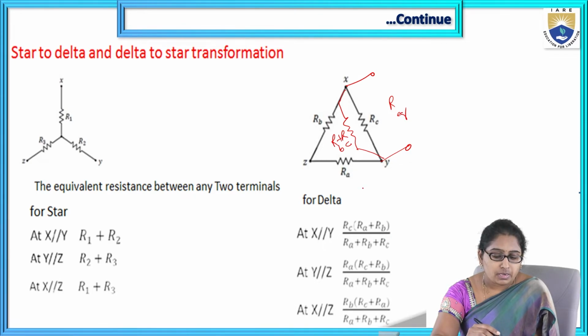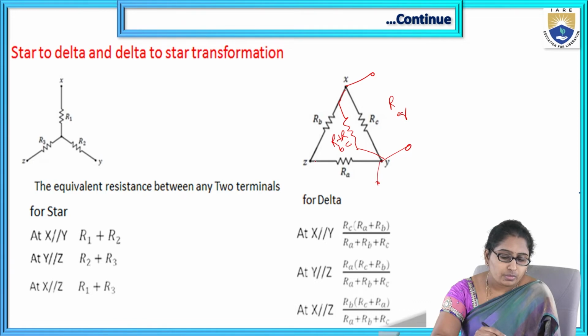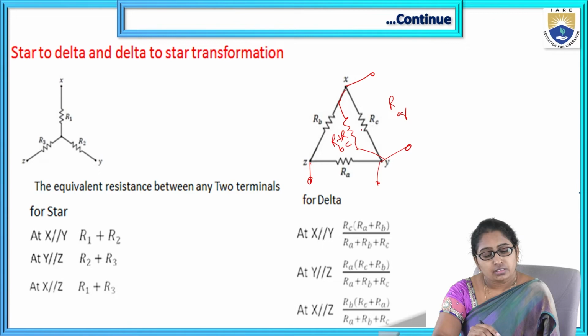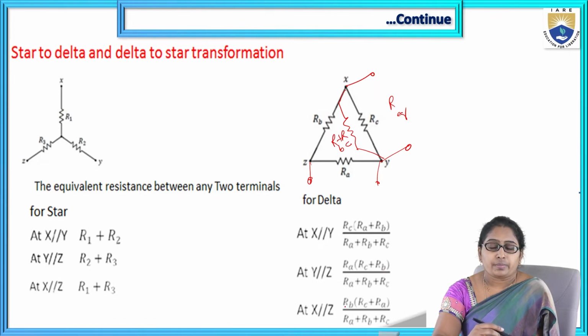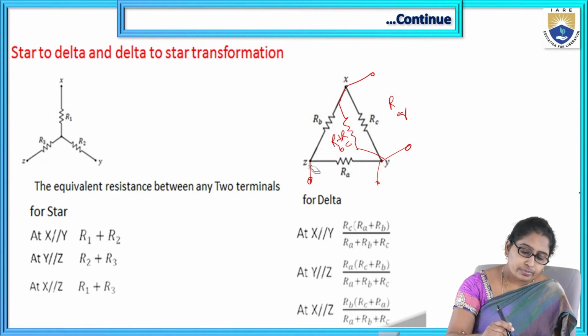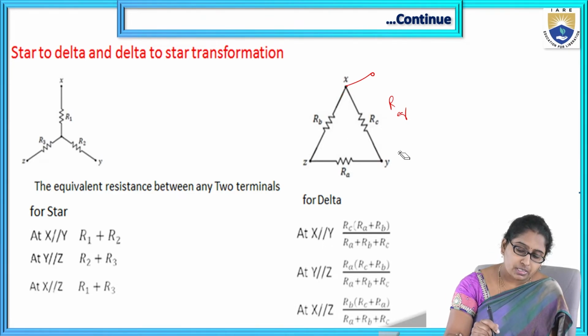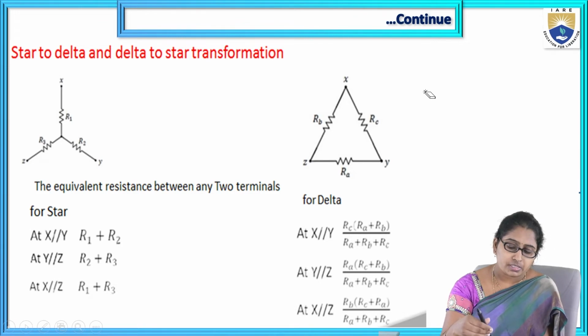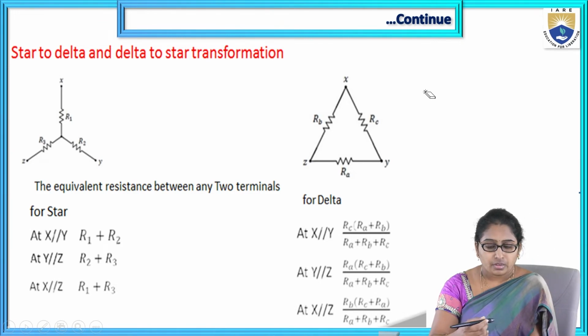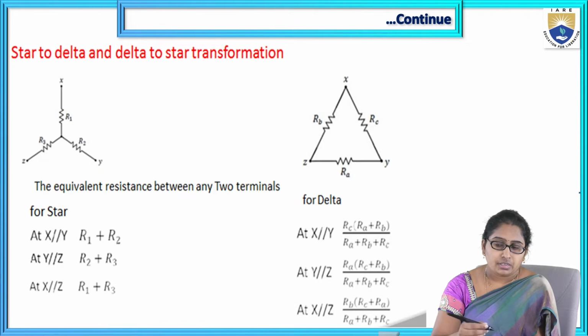Now similarly between Y and Z, how do we get it? First the other two are in series, that is RB and RC, then that is in parallel with element RA. So that's why it is written as between Y and Z, you can see here. Next, similarly the third one. So that is how the equivalent resistance between any two terminals in the delta circuit is taken.